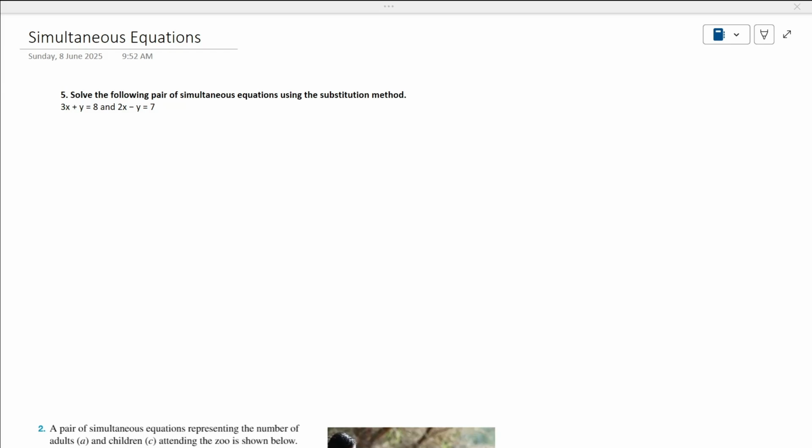Okay, solve the following pair of simultaneous equations using the substitution method. So we've got 3x plus y equals 8 and 2x minus y equals 7. So first of all, as you usually do with your process, make sure you label what the equations are. So let's label equation 1 as 3x plus y equals 8. Let's label equation 2 as 2x minus y equals 7.